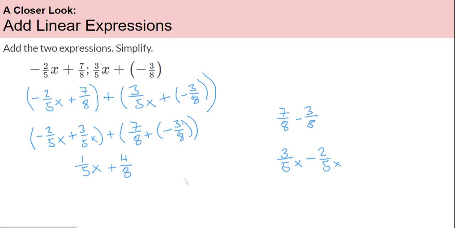Are we finished? Did you notice we can simplify 4/8? So 1/5 x we cannot simplify, but 4/8 we can divide both of these by 4. So I'm going to put it in my red pen. Divide both of these by 4. Then that would give us 1/2. So that's right. That's part of this idea of simplifying, put it in simplest possible terms. That means combine like terms, what we did here, and then simplify any fractions.